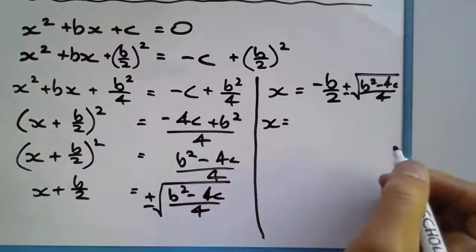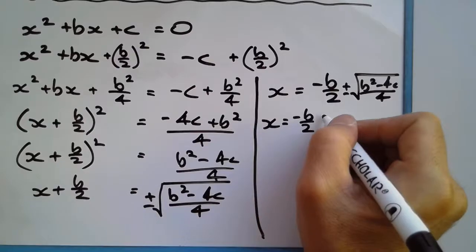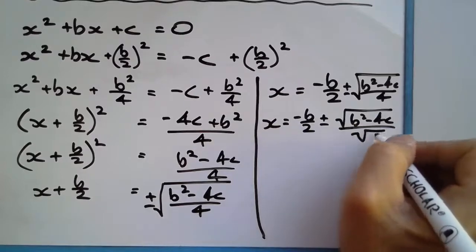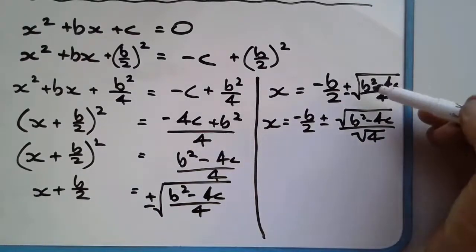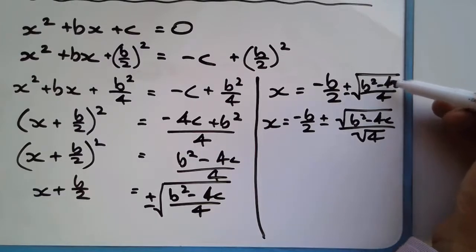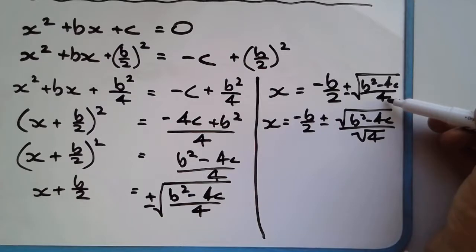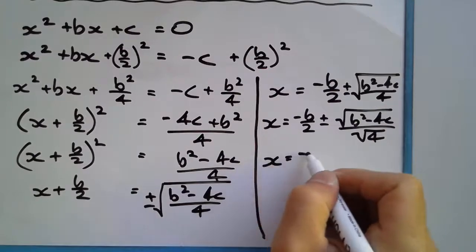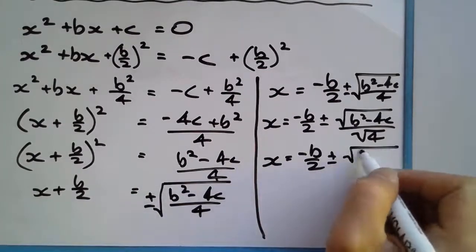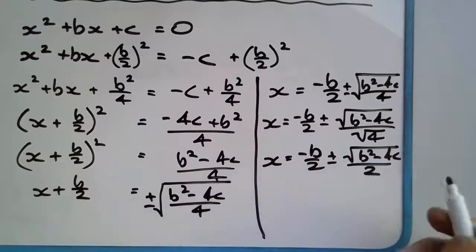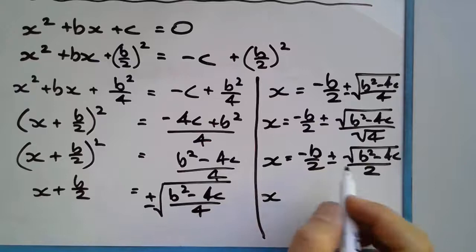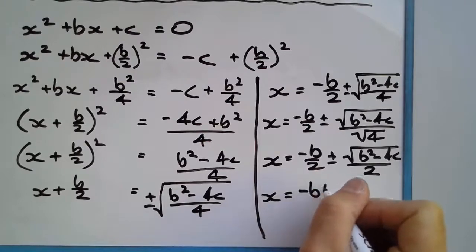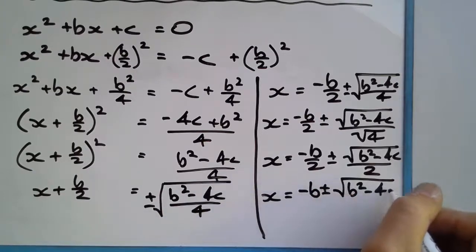This is where surds are very useful, knowing how to work with surds. I've split this surd up so that we have b squared minus 4c as a surd in its own right over the square root of 4, so we can divide it. That's negative b on 2 plus or minus the square root of b squared minus 4c over 2. This can be expressed as a fraction with a common denominator of 2. So x equals negative b plus or minus the square root of b squared minus 4c all over 2.